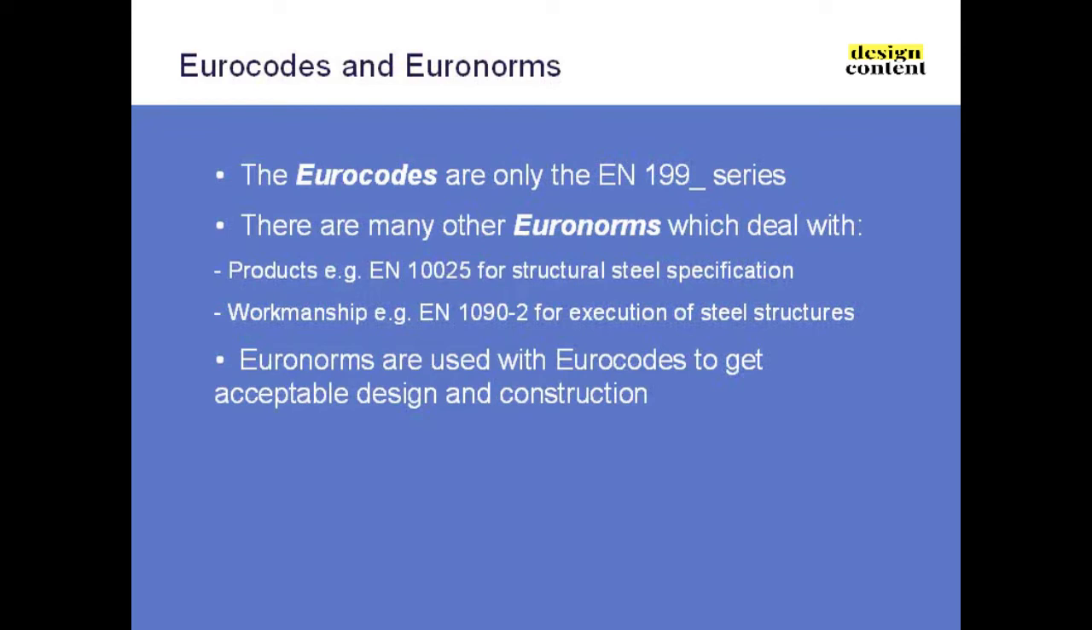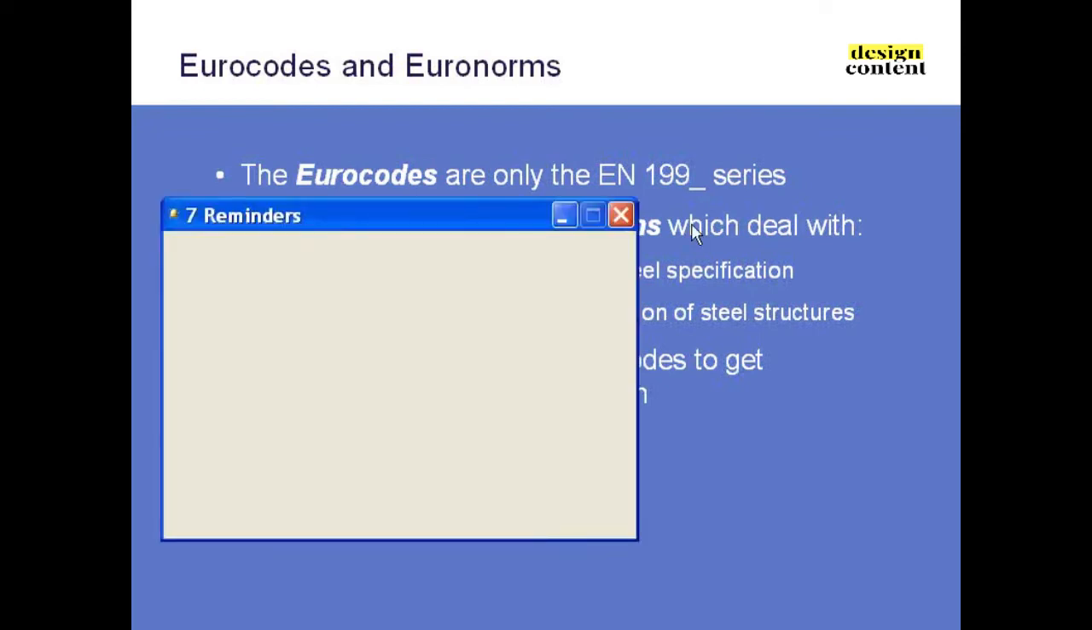Or it splits into workmanship standards, for example, EN 1090 Part 2, which is the fabrication standard for steel work, which is equivalent to BS 5400 Part 6. So these are Euronorms. They are not Eurocodes. It's a bit pedantic, but some people call anything with an EN the Eurocode. They're not. They're Euronorms. And it's only the EN 199x series, which are actually Eurocodes.